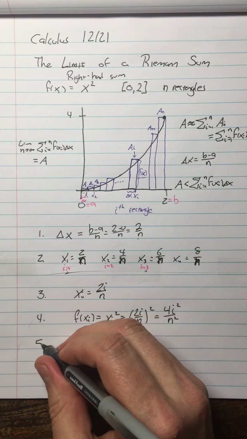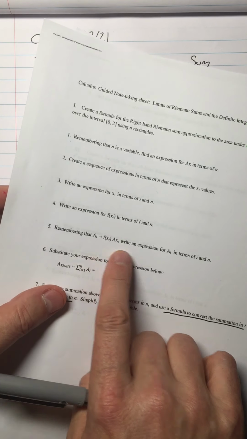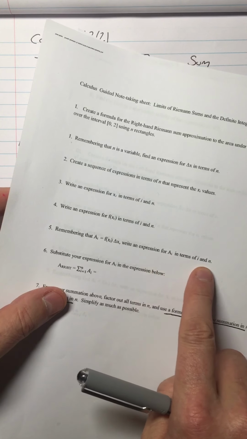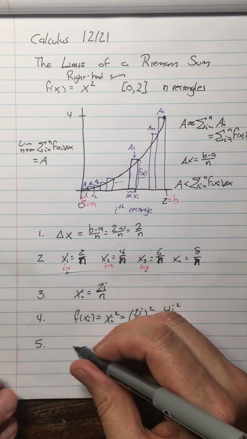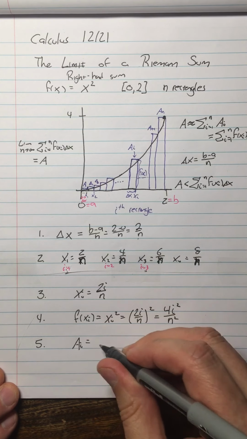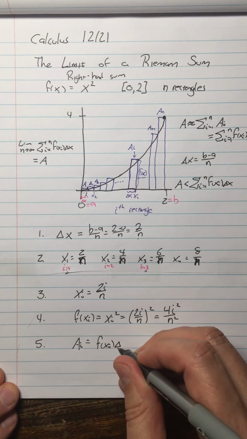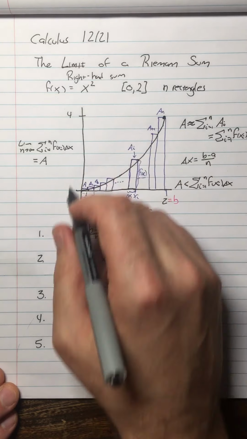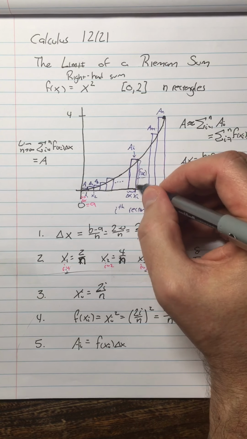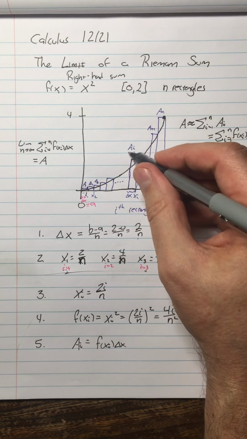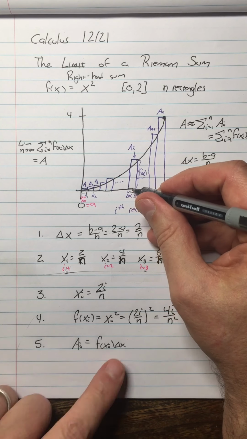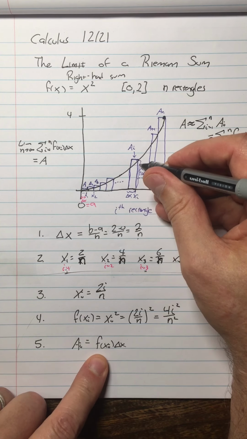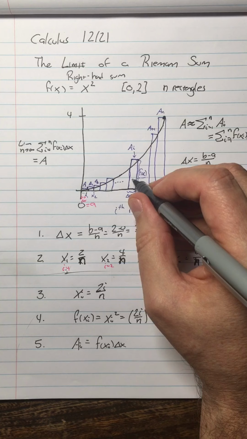All right, number 5. 5 says a sub i equals f of x sub i delta x. Write an expression for a sub i in terms of i and n. So a sub i equals f of x sub i delta x. This critically important fact appears here. It is the essence of this whole thing because it means the area of each rectangle, a sub i, is equal to the delta x, the width, times f of x sub i, the height, right?